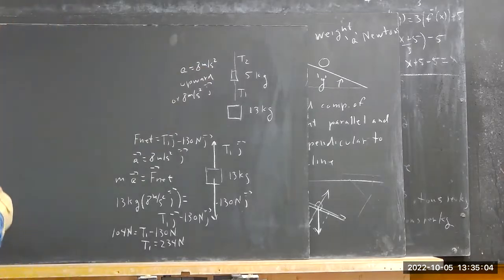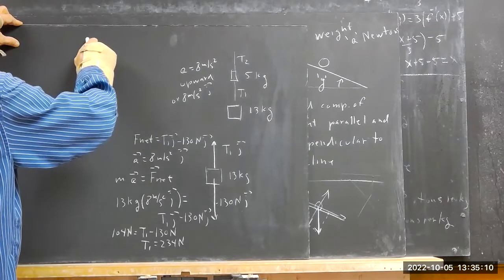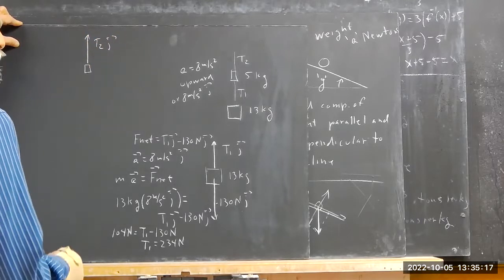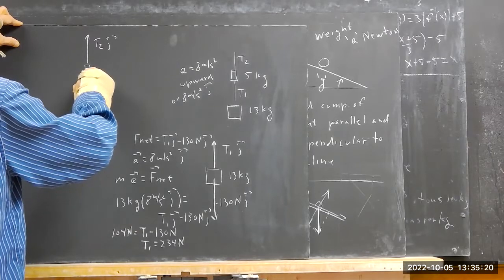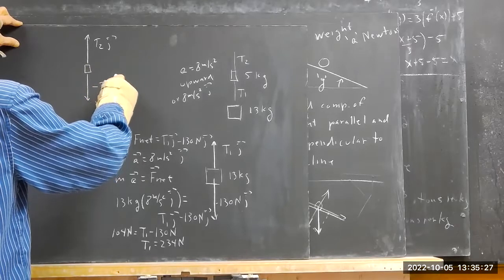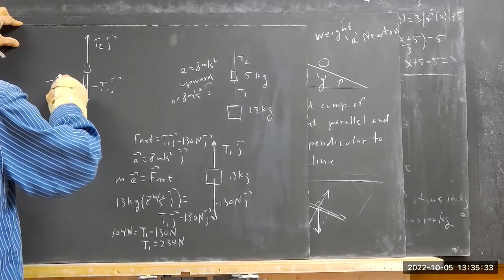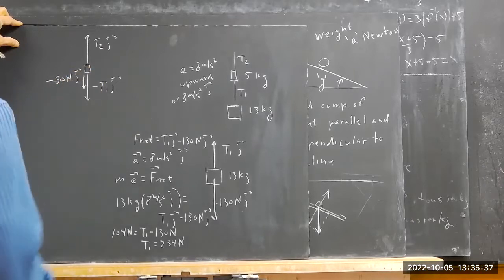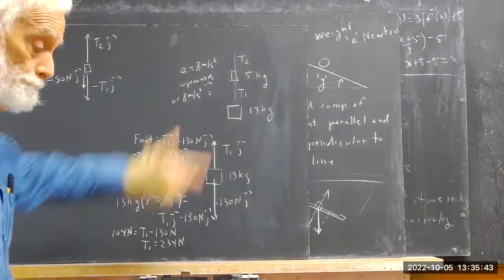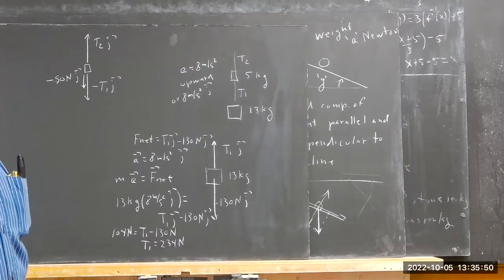Then here, T2. Okay, so now we've got T2 J here. We've got now T1 J, it's acting downward. And we've also got negative 50 newtons times J. The negative 50 newtons is just the weight. It's actually closer to negative 49. If you want to make it negative 49.5, you may.